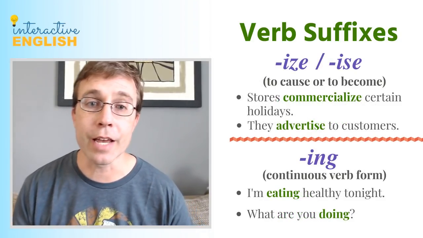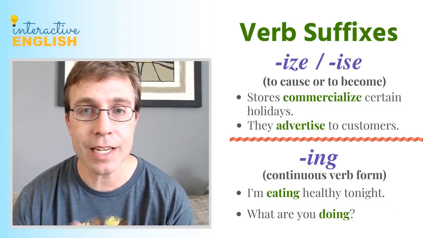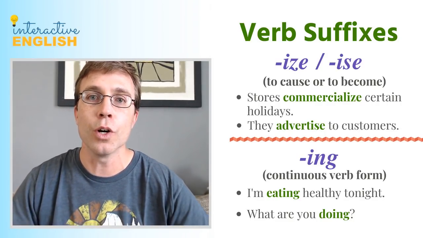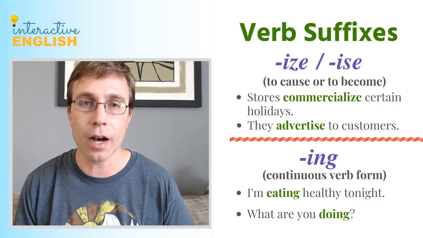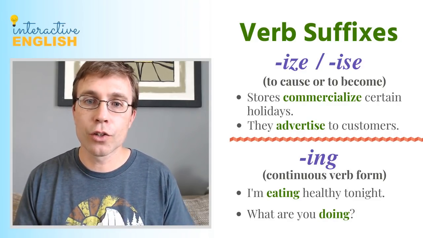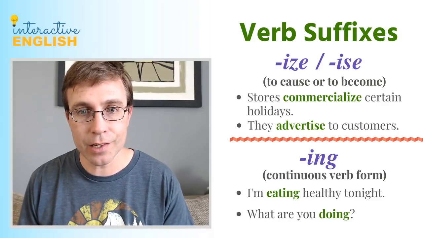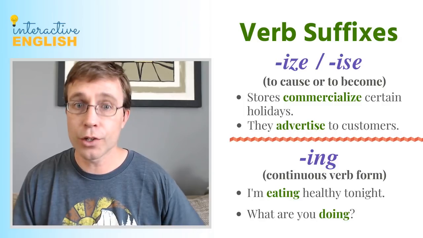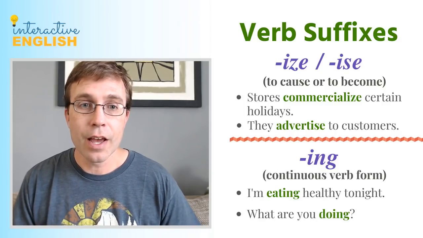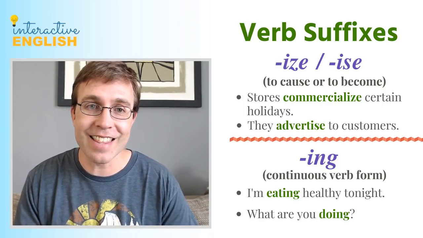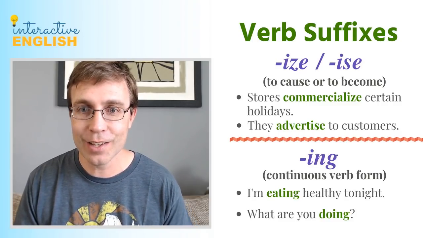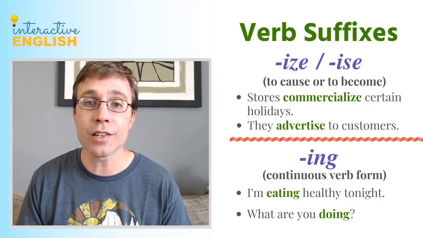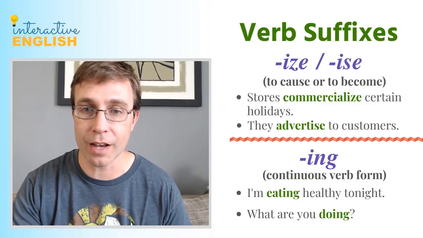Next, we can create verbs with the IZE or the ISE suffix. This means to cause or to become. For example, stores commercialize certain holidays. They try to sell more things, and the way they do that is that they advertise to customers. These are some common verb suffixes.